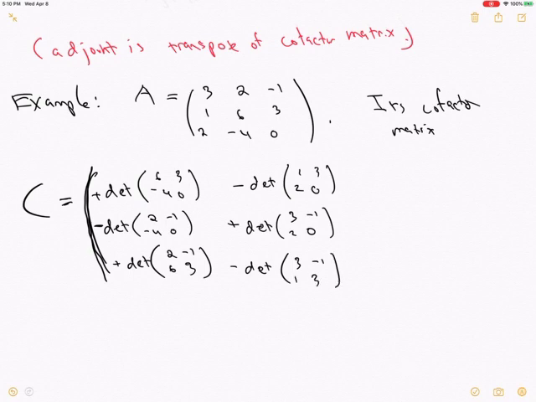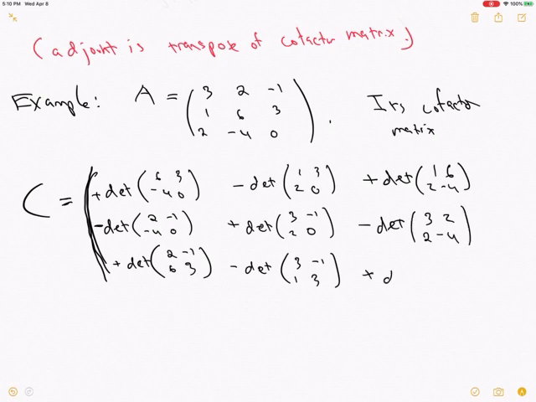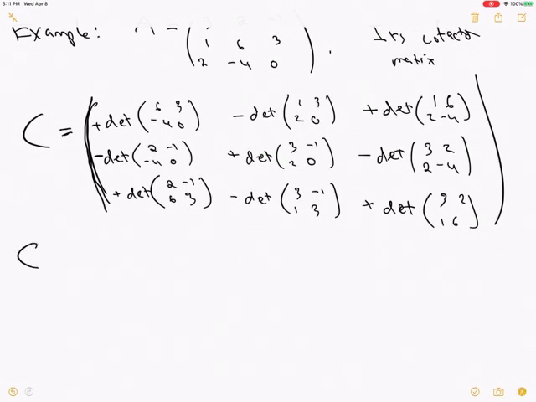So that's the second column, and now to do the last column, this will be positive determinant. When you delete the 1, 3 entry, you get the 1, 6, 2, minus 4 submatrix. You get negative determinant when you delete the 2, 3 entry, and you get the submatrix 3, 2, 2, minus 4. And when you delete the 3, 3 entry, you get the submatrix 3, 2, 1, 6. Okay. So that's what the cofactor matrix looks like, and we can just calculate everything out.